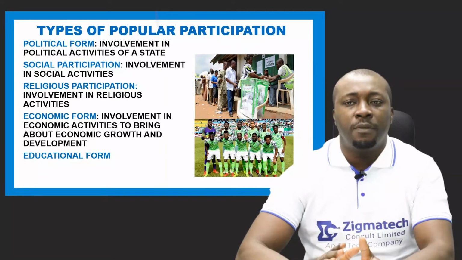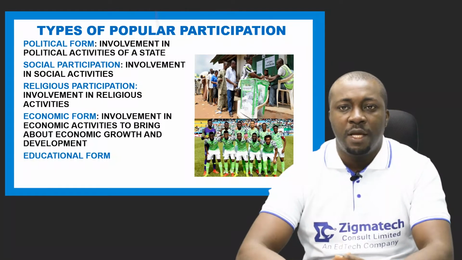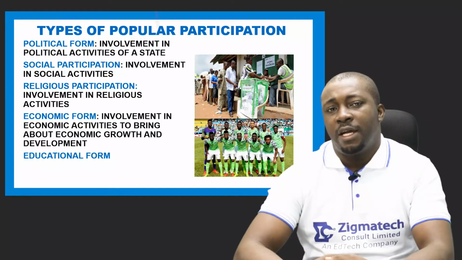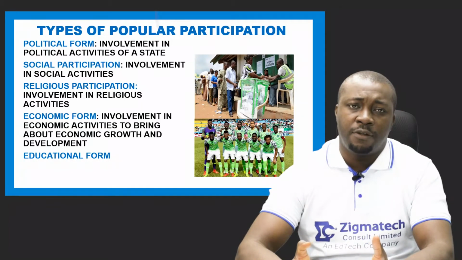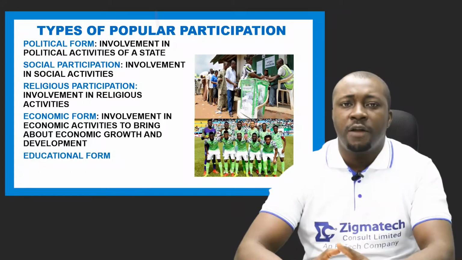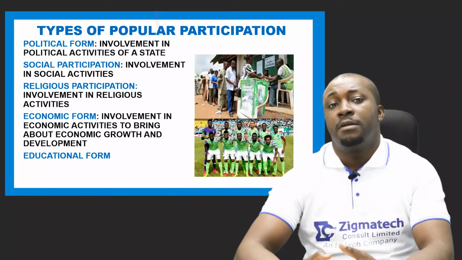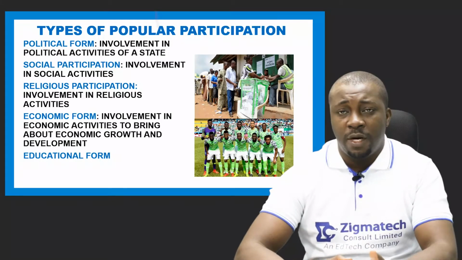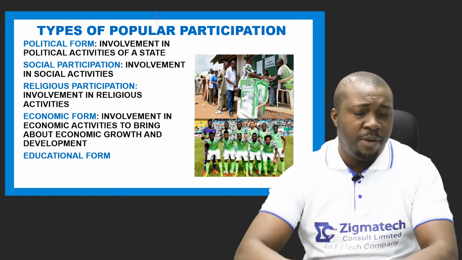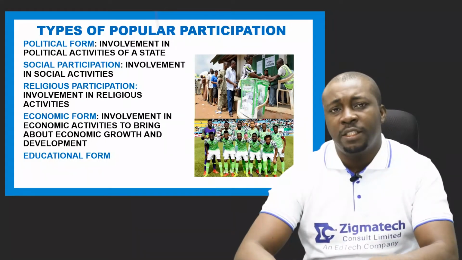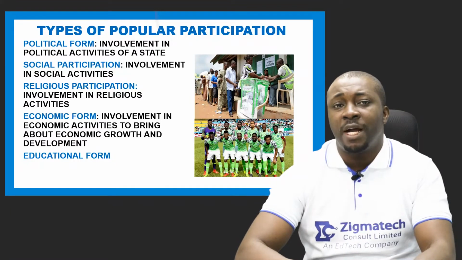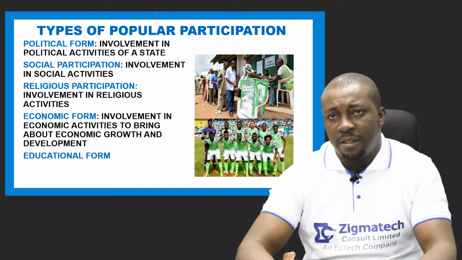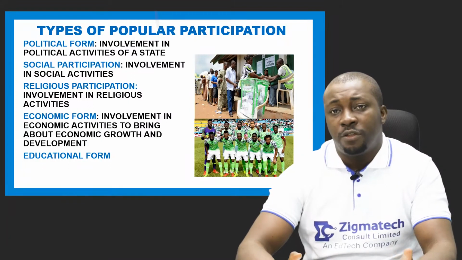Now we also have social participation or form of participation. It involves the involvement of citizens in social activities of the state. For example, if your country is participating in a football match or even your local league, your participation as a player or being a spectator, going there to cheer them up, is one of the ways to participate in social activities. Belonging to age grade and other related social groups is a way to participate in social activities. Even involving yourself in entertainment of citizens is part of involvement in social activities.